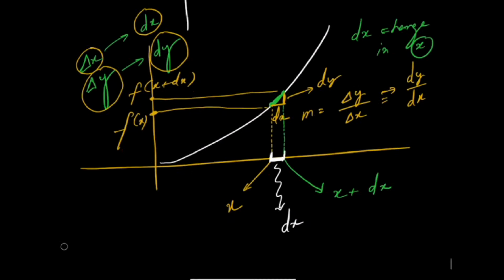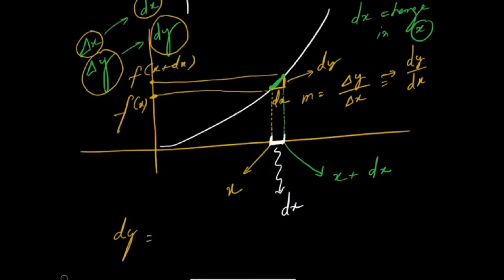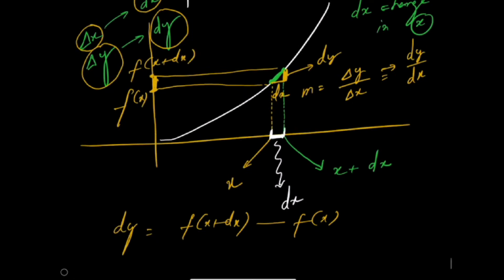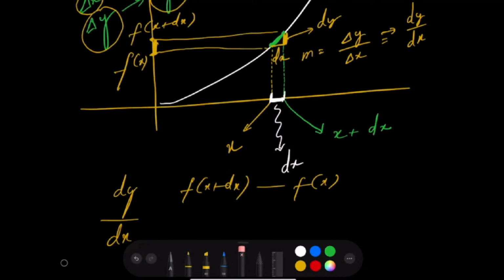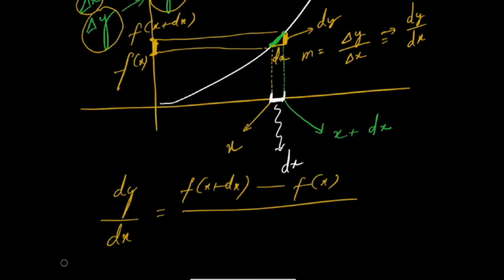So what is dy here according to the diagram? Dy is actually equal to this line, which is also equal to this line, correct? So it is f of x plus dx minus f of x. This is dy. And what is dx? So dy by dx is slope, right? So dy by dx is equal to f of x plus dx minus f of x divided by x plus dx minus x, correct? Because this point is x plus dx and this point is x. So the change in x will be equal to x plus dx minus x. So anyway, it is dx.